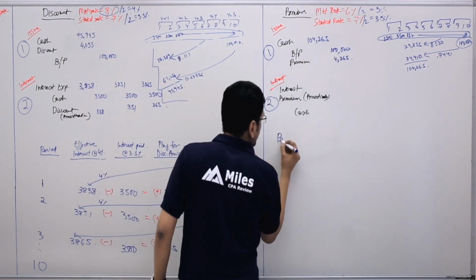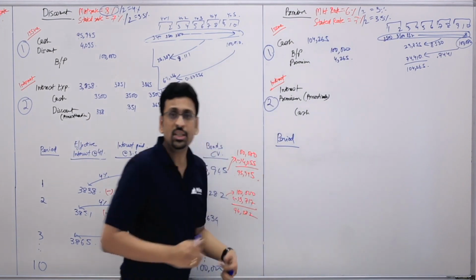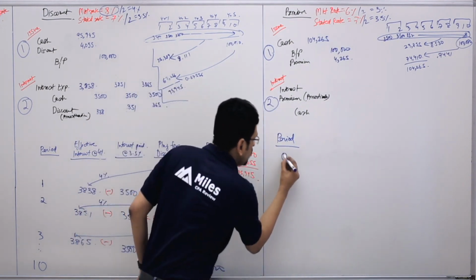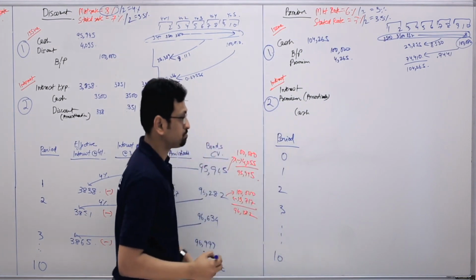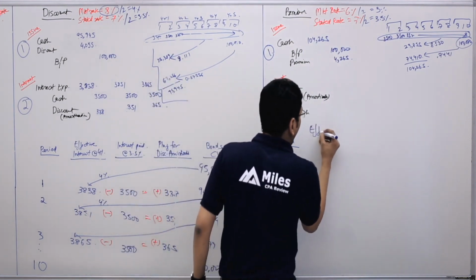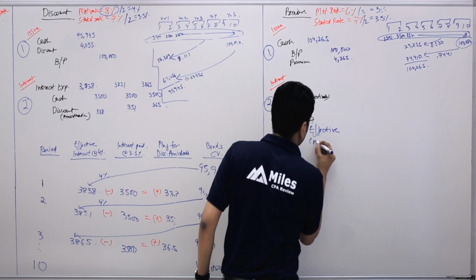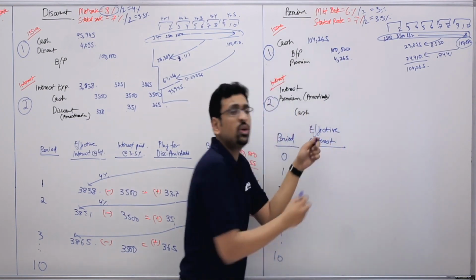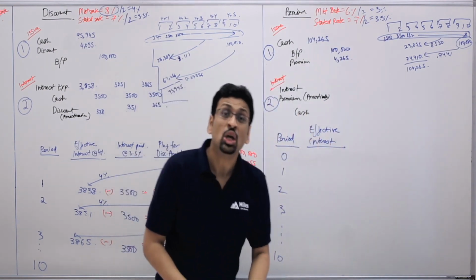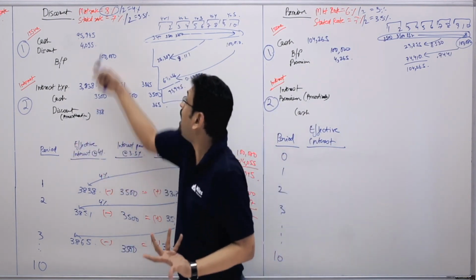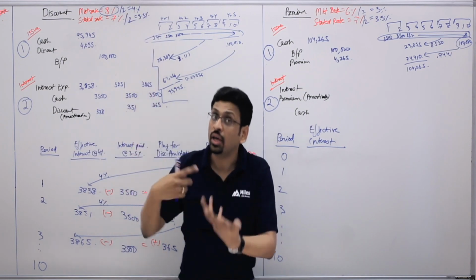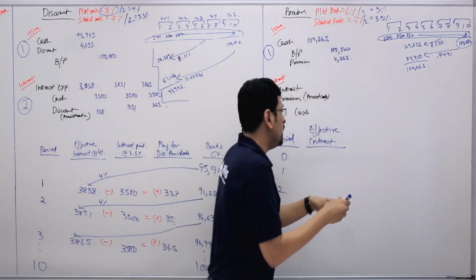So guys, you need to remember this. First, we are looking at the period. So period would be 0, 1, 2, 3, go on till 10 periods. Then we are looking at the effective interest. That's the reason we call it the effective interest method. So the effective interest here was 4% because the market rate was 8 by 2, 4. Here the effective interest is 6 by 2, 3%.